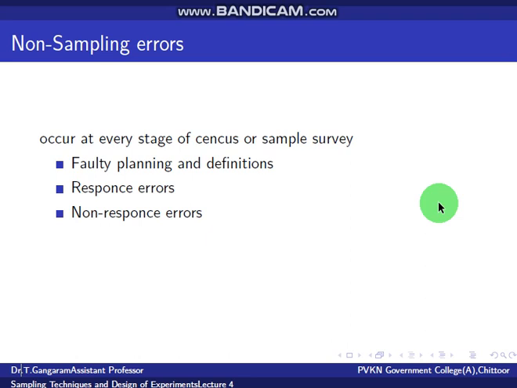Next error is non-response errors. Non-response errors occur if complete information is not obtained from all the units in the sample. In a house-to-house survey, non-response usually occurs if the respondent is not found at home. Even after repeated visits, the respondent is not there.